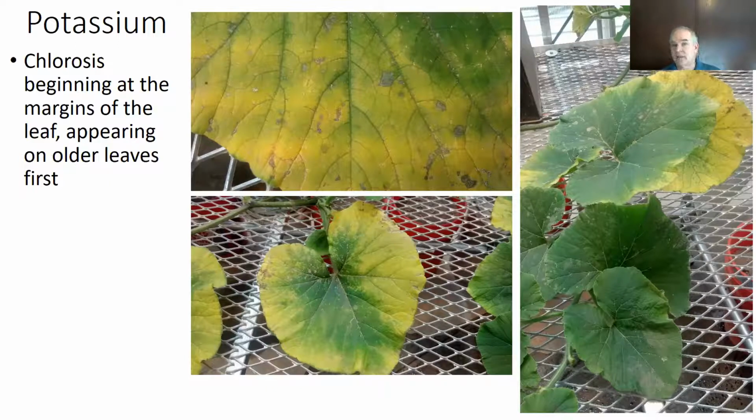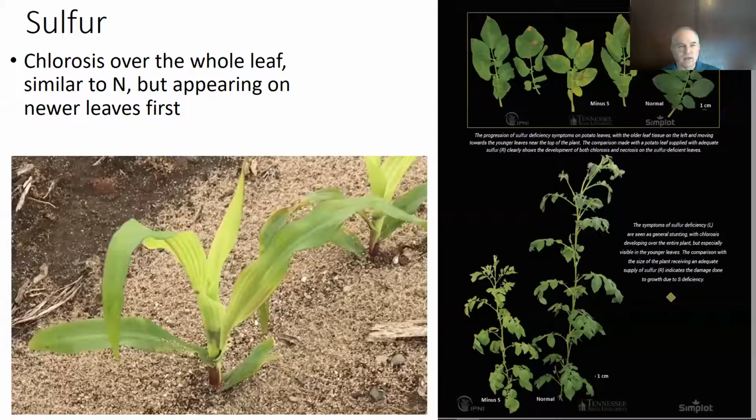And that's really pretty common. Potassium is really visually diagnostic, and so is nitrogen, more so than phosphorus, very visually obvious when we have these deficiencies. Shift gears now, sulfur.